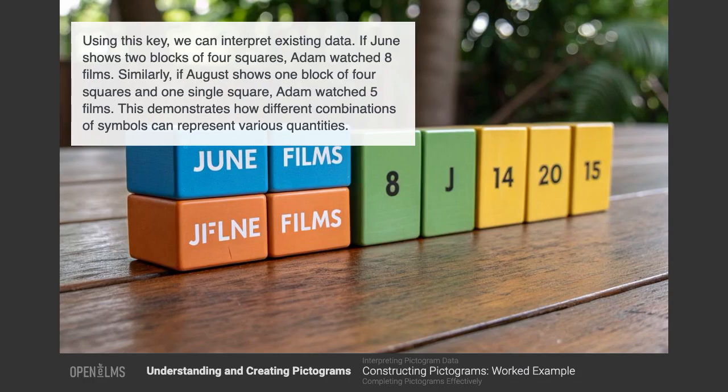If June shows 2 blocks of 4 squares, Adam watched 8 films. Similarly, if August shows 1 block of 4 squares and 1 single square, Adam watched 5 films. This demonstrates how different combinations of symbols can represent various quantities.